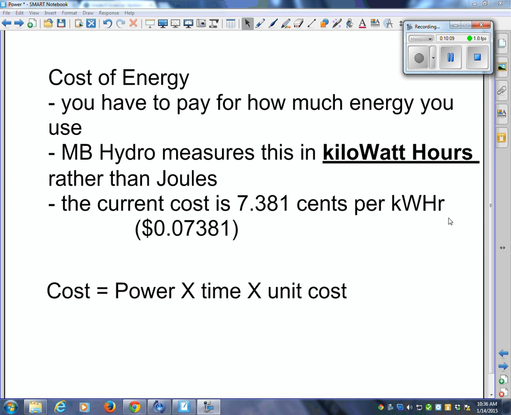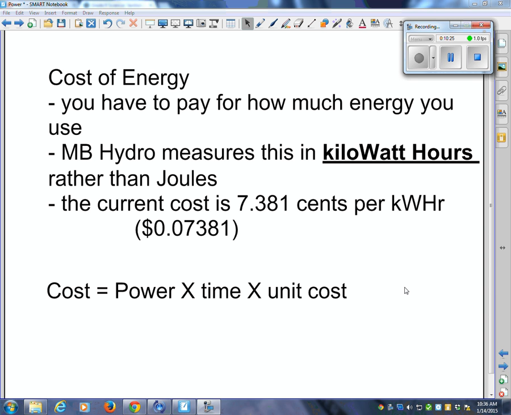That's a lot. How many people have their mom or their dad say, turn the lights out? You think, power grows on trees kind of thing? Yeah, I do that at home as well. Today, you're going to find out just how much leaving your light bulb on actually costs. Your mom and dad aren't going to like it.